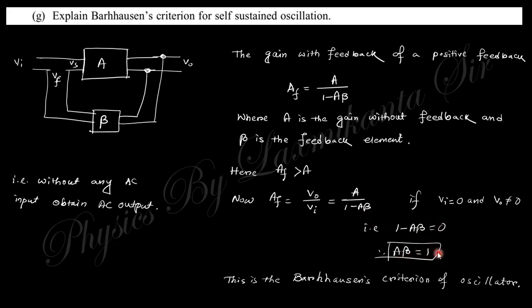A beta equals 1. A is the gain without feedback and beta is the feedback element. Their multiplication must equal 1. This is the Barkhausen criteria by which you get AC output without giving AC input. Without giving AC input, you get AC output. This is the Barkhausen criteria. Next question.